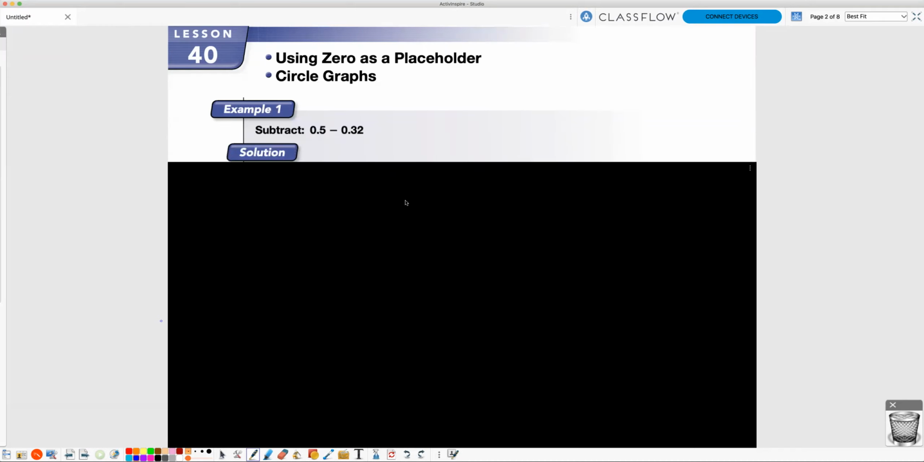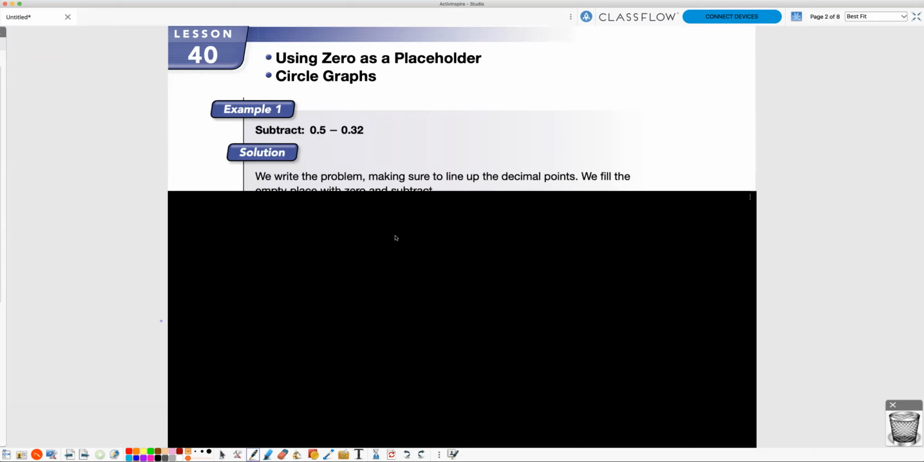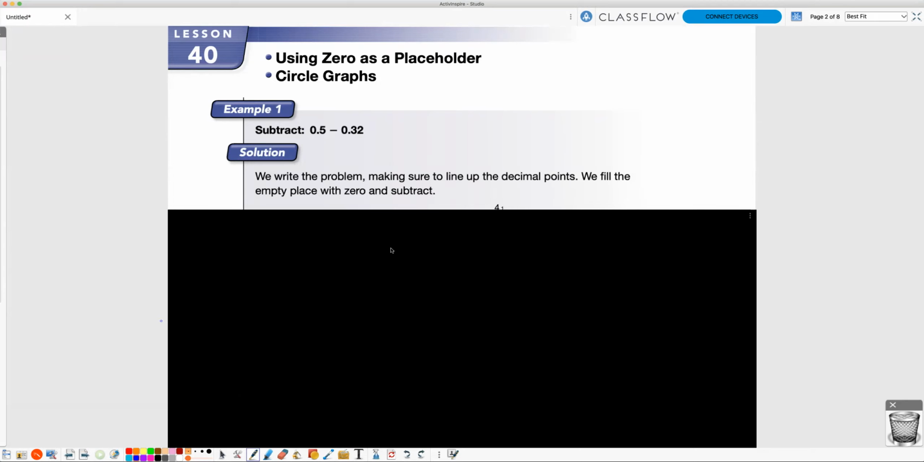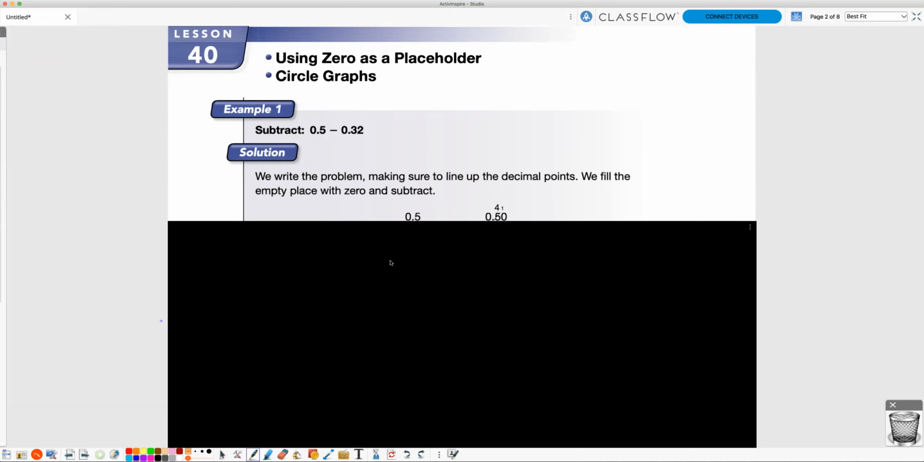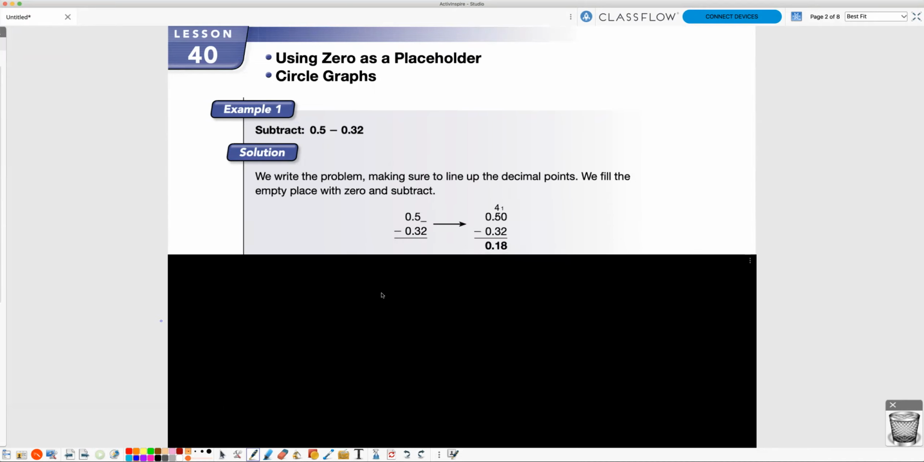Let's look at example 1 here, 5/10 minus 32 hundredths. So if we were going to write the problem making sure to line up the decimal points, we'll fill in the empty places with 0 and subtract, like 50 hundredths and 32 hundredths. And when you subtract it, you end up with 10 minus 2 is 8, 4 minus 3 is 1.